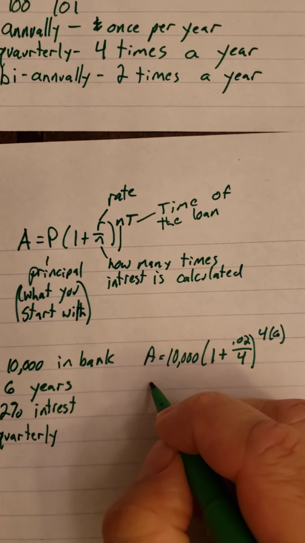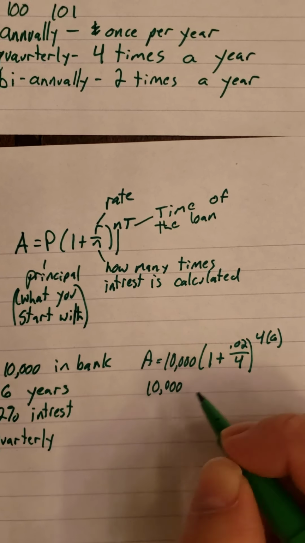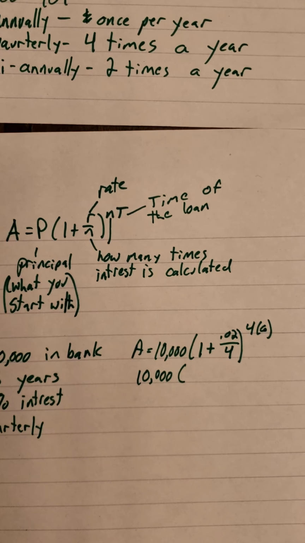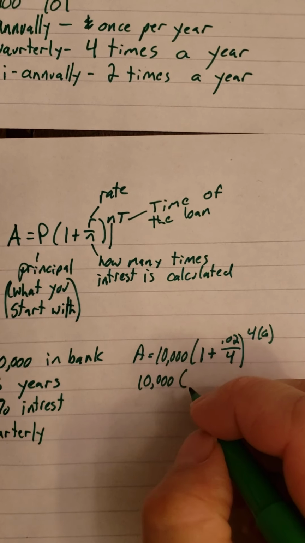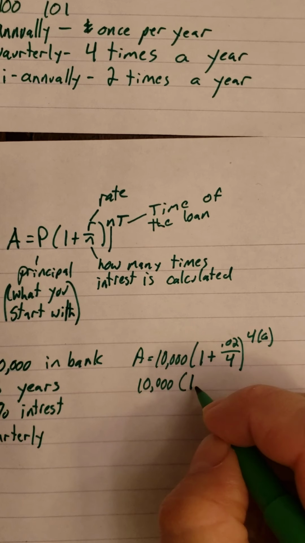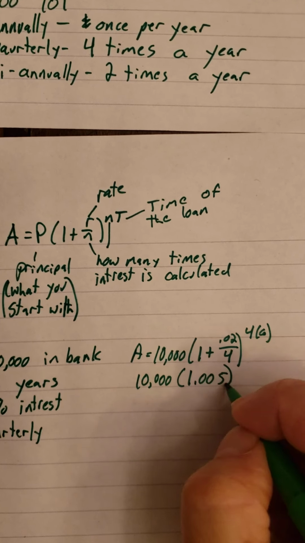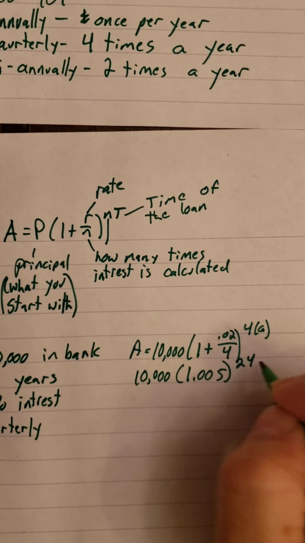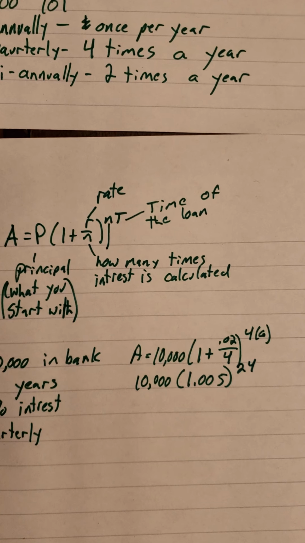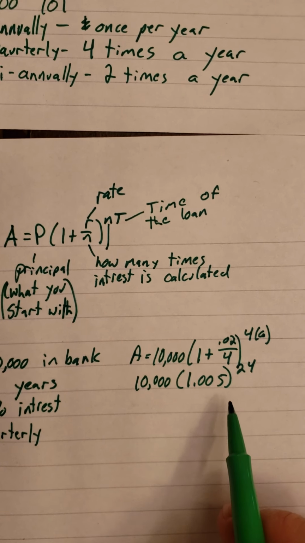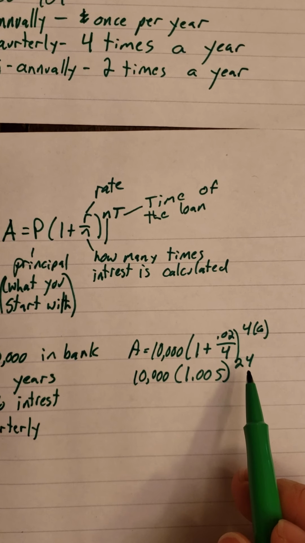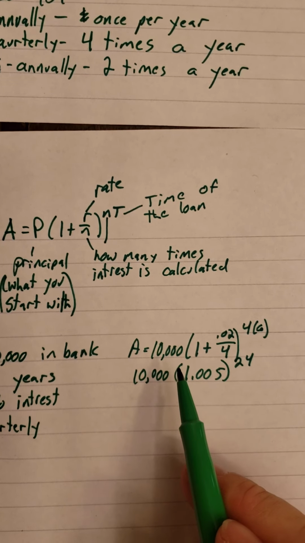Now, if we start simplifying this a little bit, you've got to be careful typing all this into a calculator. It's really easy to get things wrong. So 0.02 divided by 4 is 0.005, so this becomes 1.005, and 4 times 6 is 24. Now, once again, we have to watch out with order of operations. At this point, this is basically the same thing as exponential growth and decay. You've got a number in here, you've got to raise it to the exponent of 24, and then multiply it by 10,000.